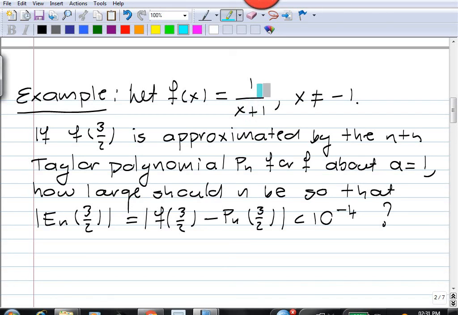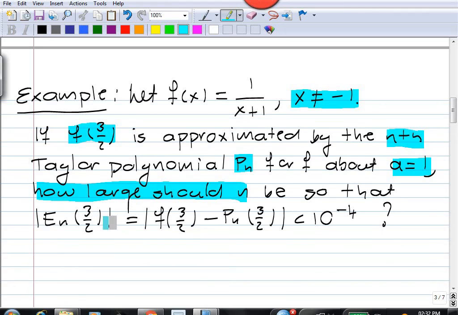Let's take the function f(x) equals 1 over x plus 1, defined whenever x is not equal to minus 1. Now, if we approximate f at 3 over 2 by the nth Taylor polynomial Pn for f about a equals 1, how large should n be so that we have an error less than 10 to the minus 4?